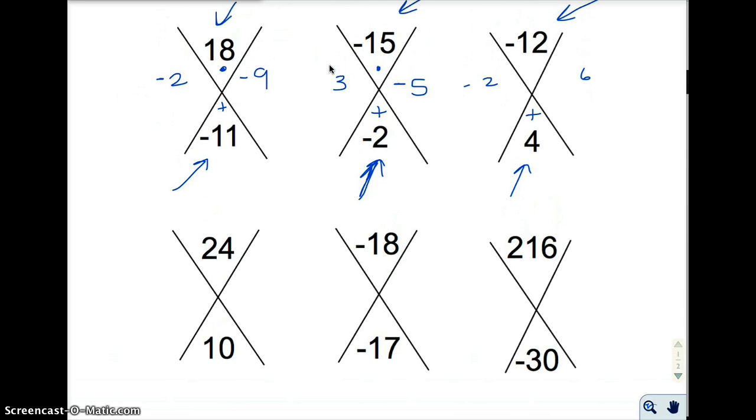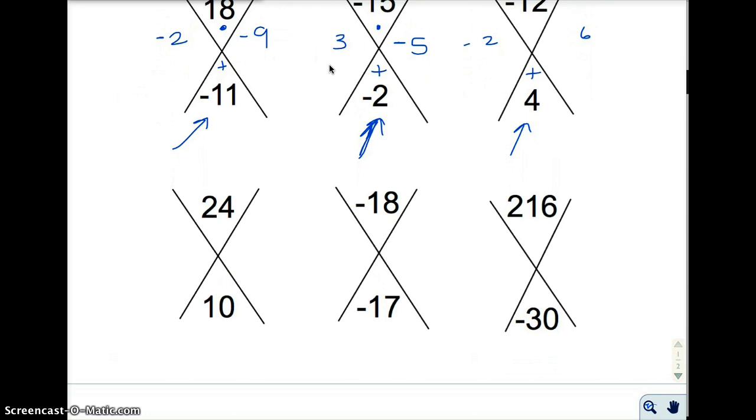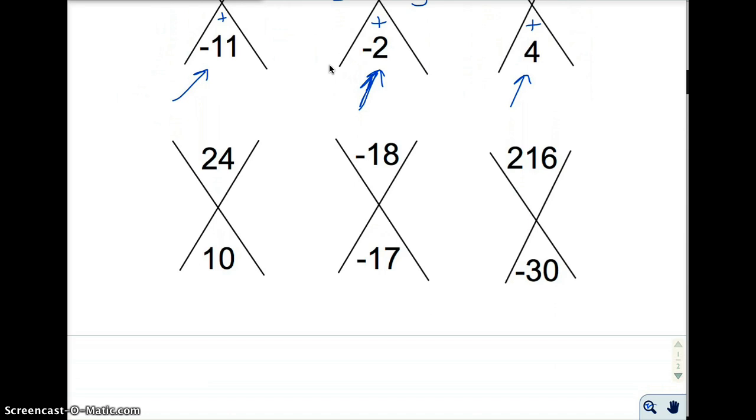Hope you got all those right, and if you didn't get them, do you understand how I got those pairs and those numbers to work? If not, please let me know, and I can try to work them more, give some more practice problems via email. Okay, the next one I have 24 and 10.